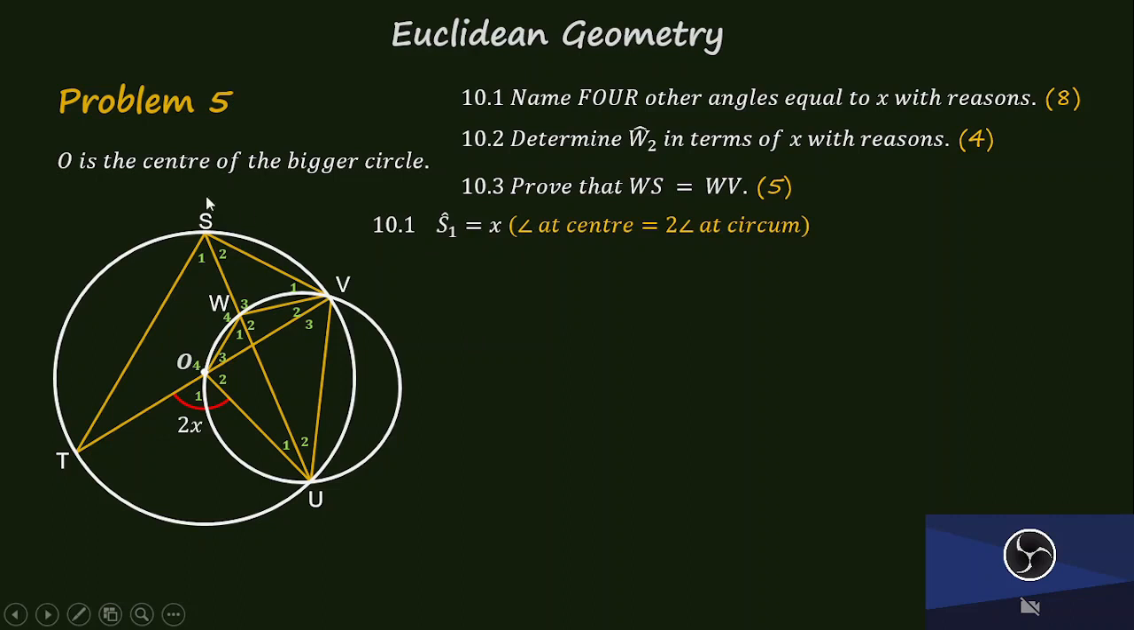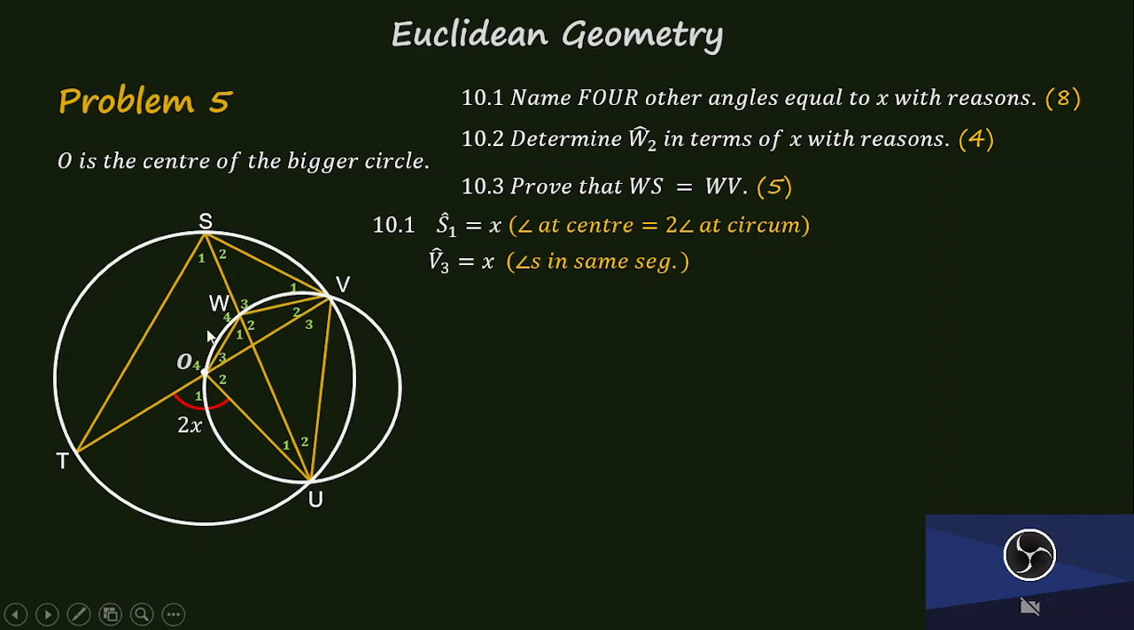Again, if you look in this bigger circle, we have this butterfly shape where all the vertices touch the circumference of the circle. This is theorem 4, angles in the same segment. Therefore, V3 would be equal to S1, which is equal to x. So V3 equals x. These are angles in the same segment.